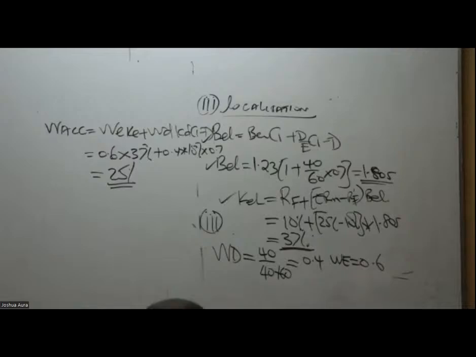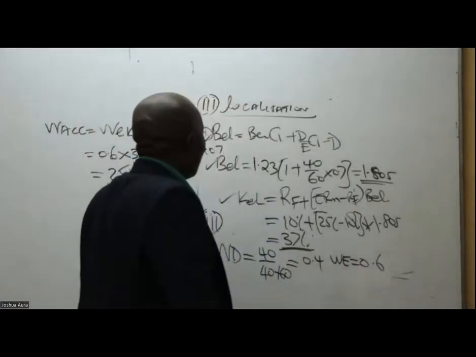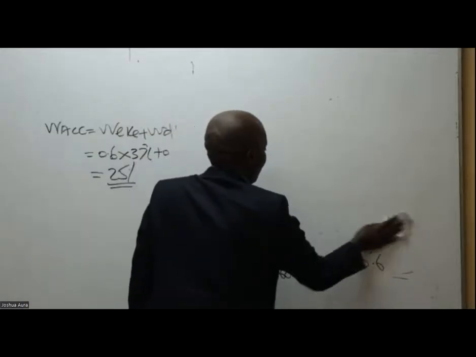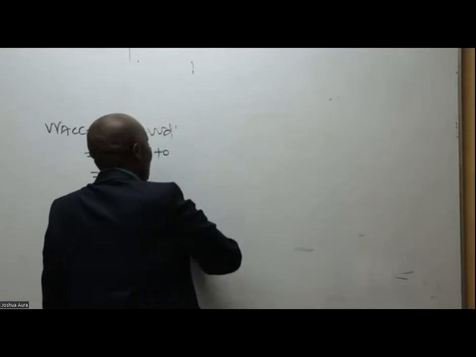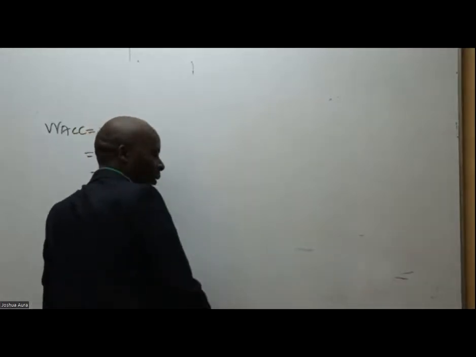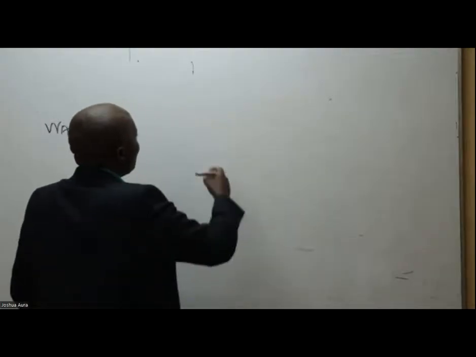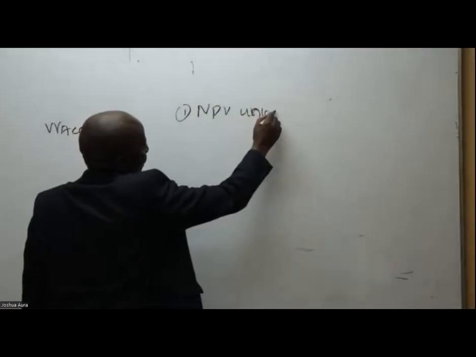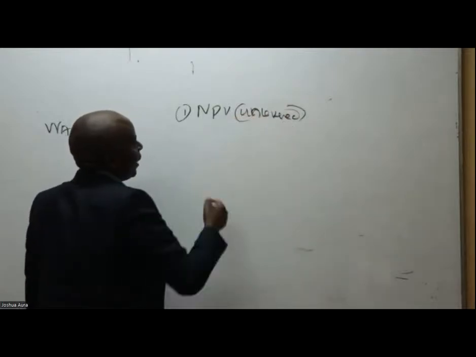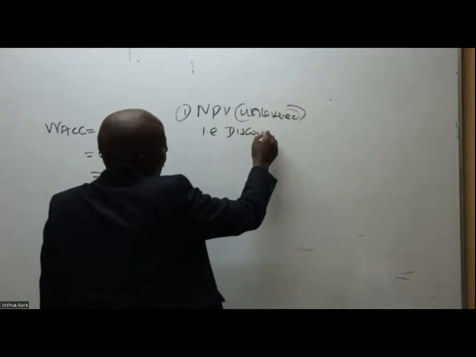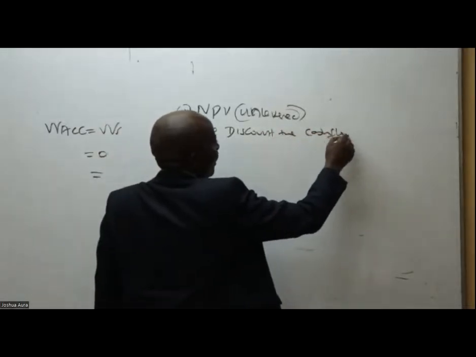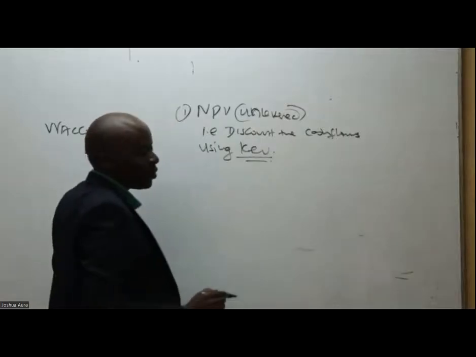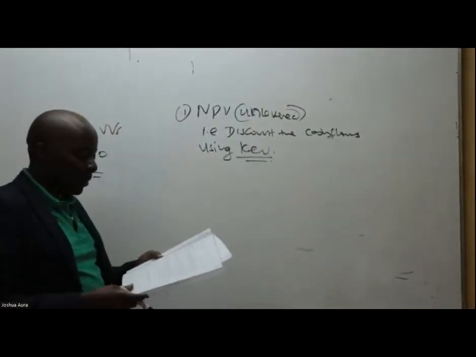Remember, ladies and gentlemen, the first step of adjusted present value, the first step number one, is to give us NPV unlevered, i.e. discount the cash flows given using the cost of equity of the unlevered firm.